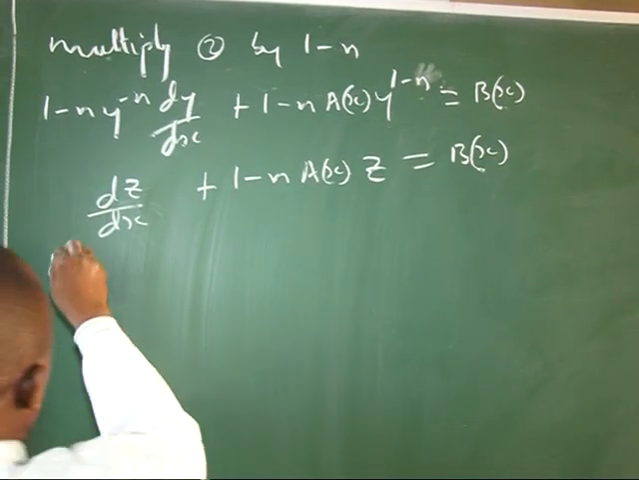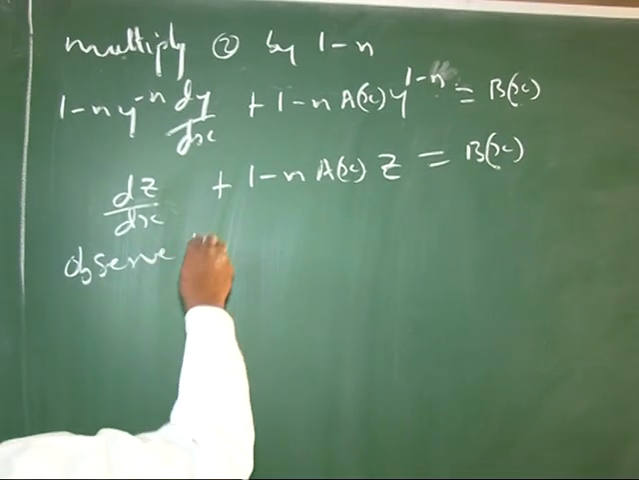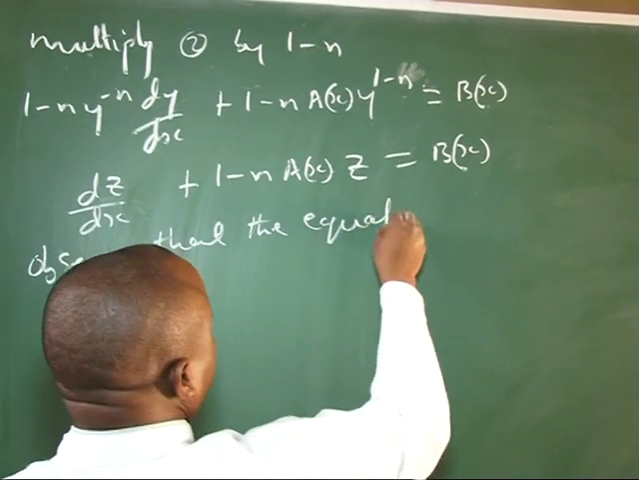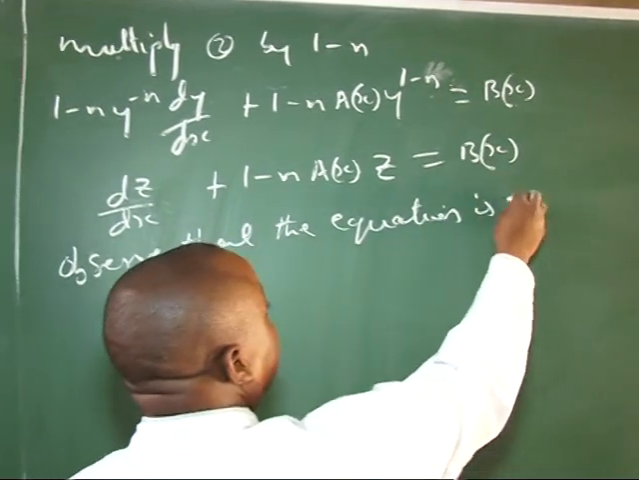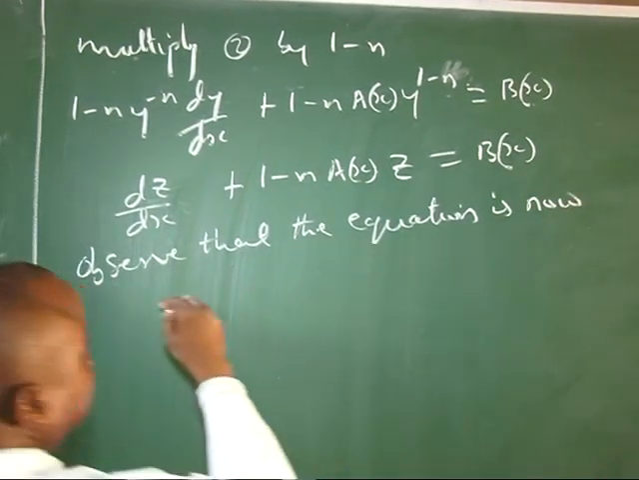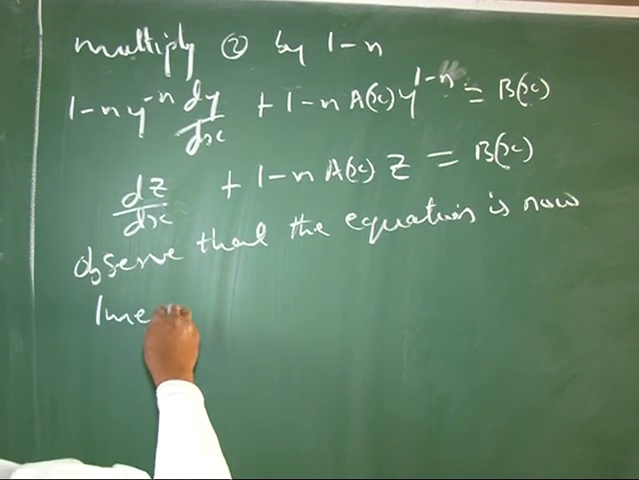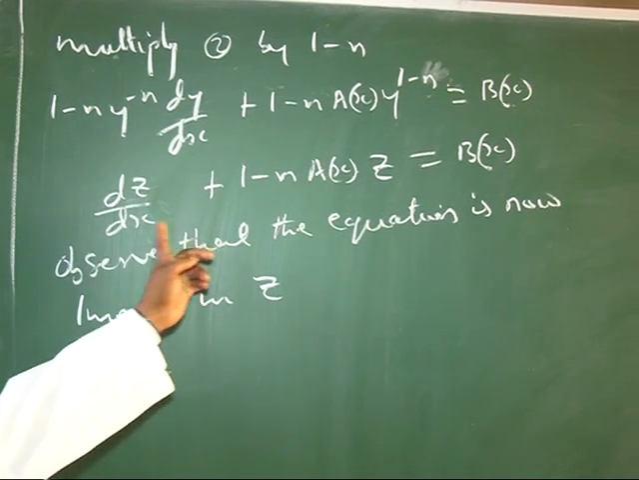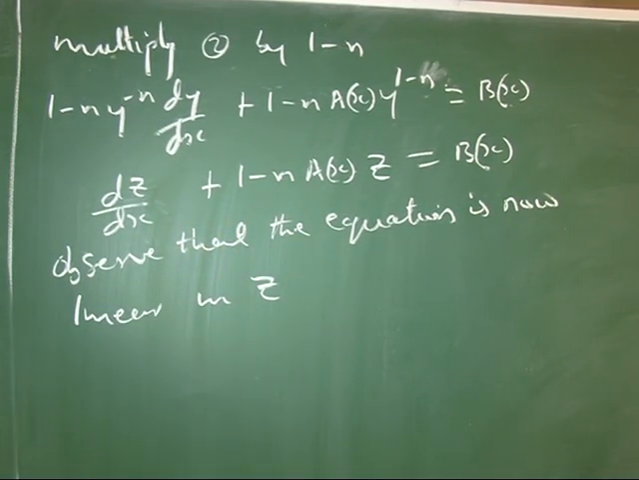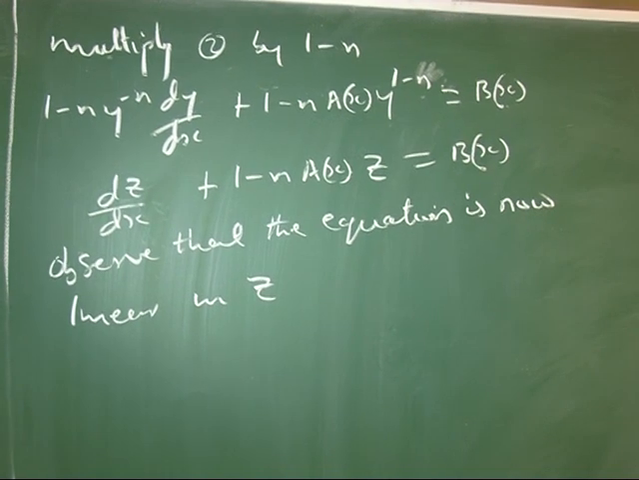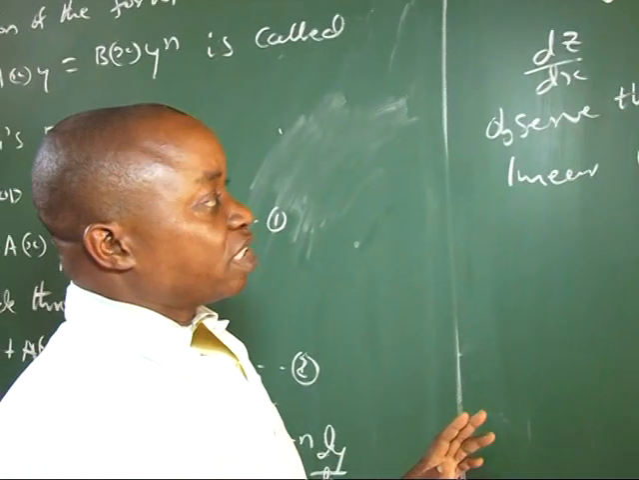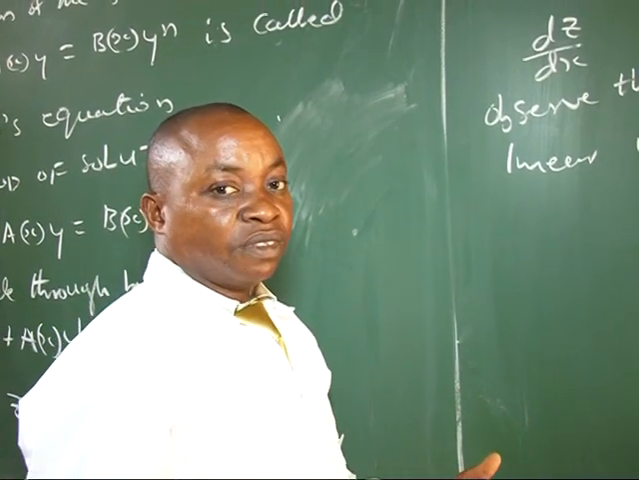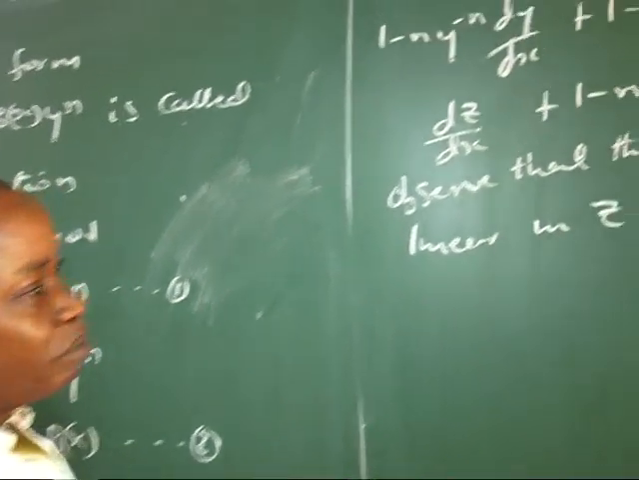Now observe that the equation is now linear in z. So this equation now is linear in z. So that is the method that we use in solving Bernoulli's equation. So let's pick an example. An example will let us understand it better.